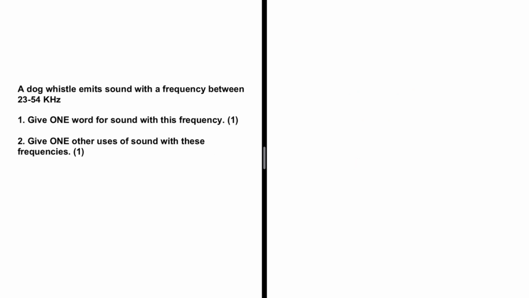We have a sound emitted with a frequency between 23 and 54 kilohertz. And then the first question, give one word for the sound with this frequency. 23 to 54 kilohertz. So this is ultrasound. So there we go. We've just answered the first question.